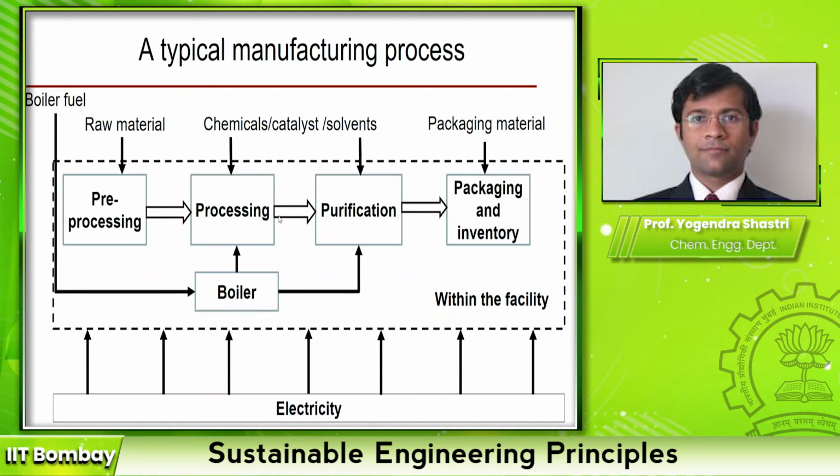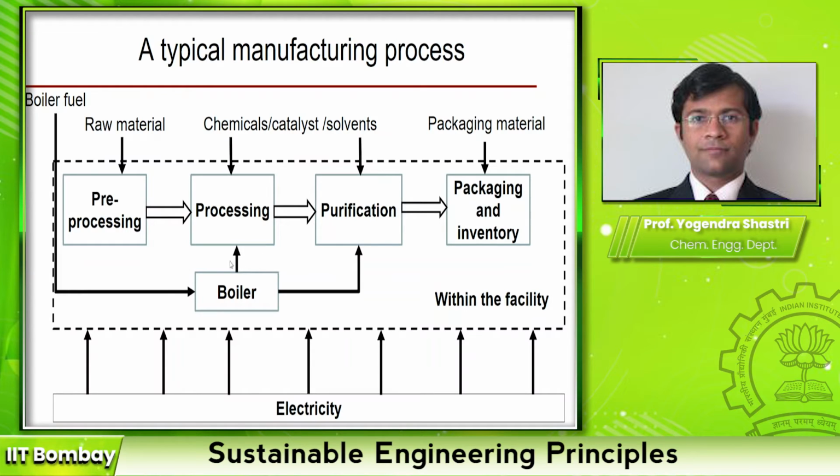Typically after any manufacturing, some kind of purification is required. So again, for that we may require solvents, chemicals and so on. And finally packaging and inventory will be done, for which again packaging material like plastic or paper will be brought from outside. And finally the product will be delivered.